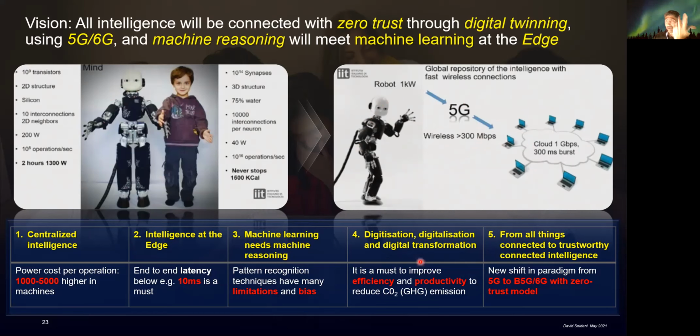And then, digitalization and digital transformation is now a must, because we must improve productivity and efficiency and reduce greenhouse gas emissions. And finally, we need to shift from the Internet of Things to the Internet of Intelligence, and that needs to be done using a zero trust model, which practically means that any entity in communication, that could be a piece of software, hardware, or a human being, when they come into communication, they need to authenticate each other, authorize each other, and then have elements of accountability in place.